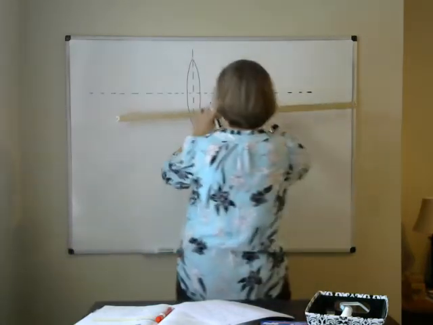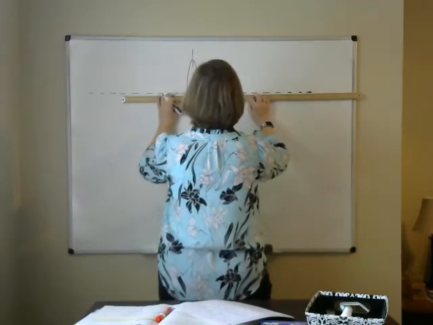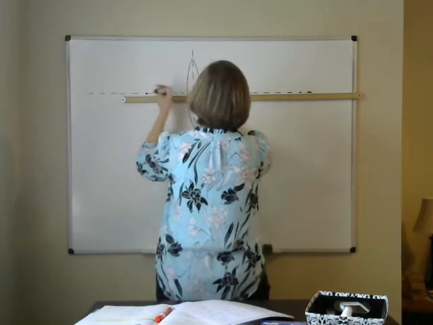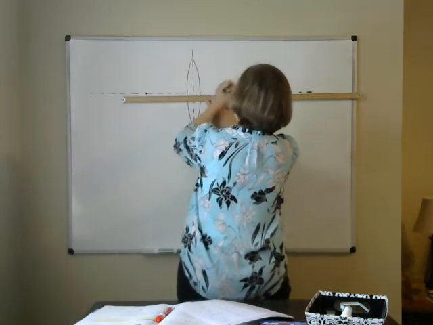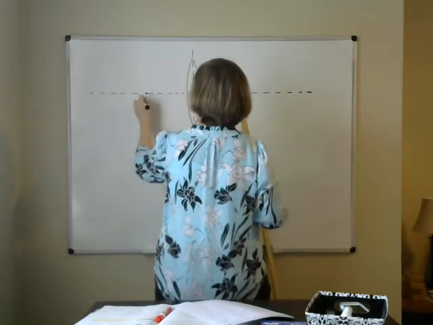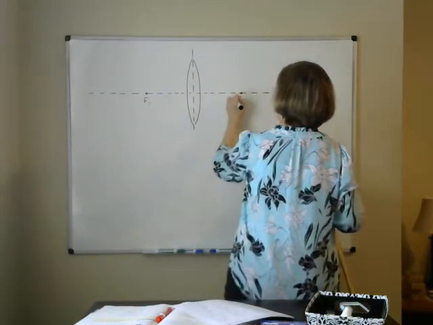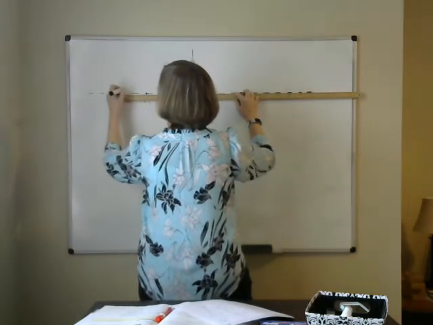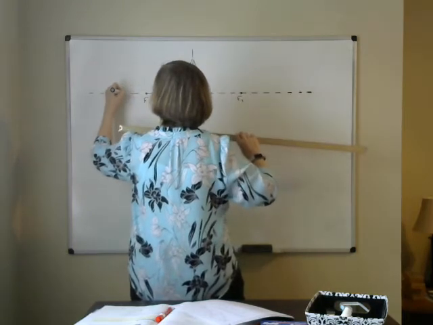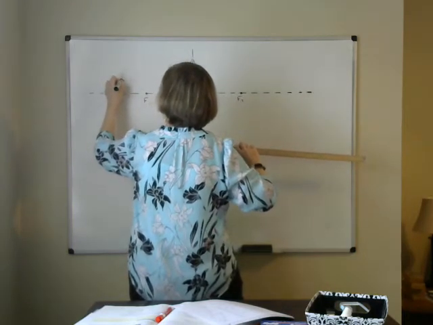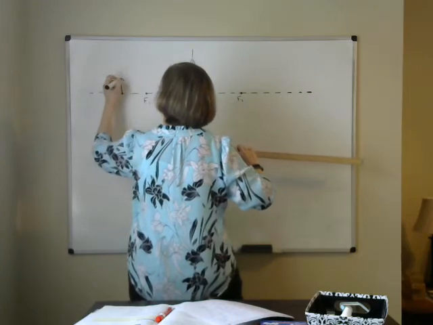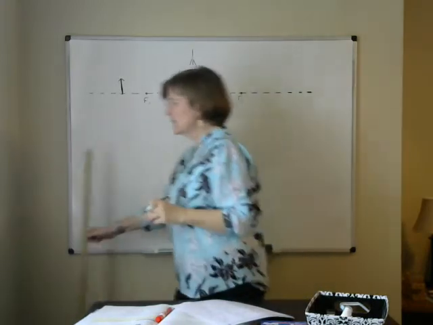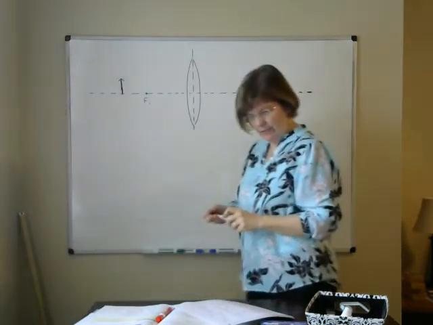Let's see. Let's put our focal point, and let's put an image here. An object rather. Okay, so there's an object. How do we go about forming images?